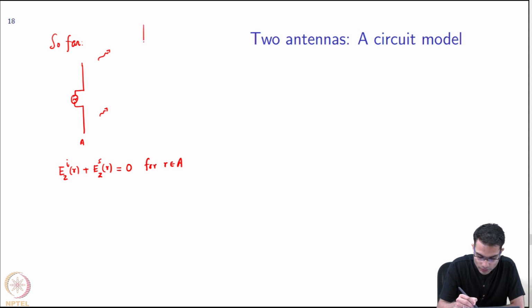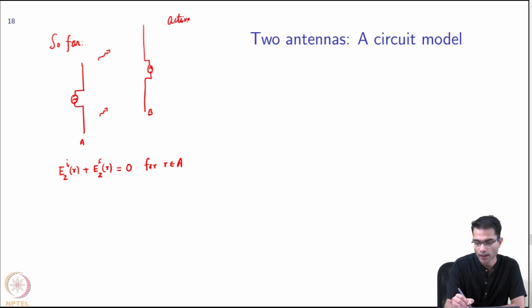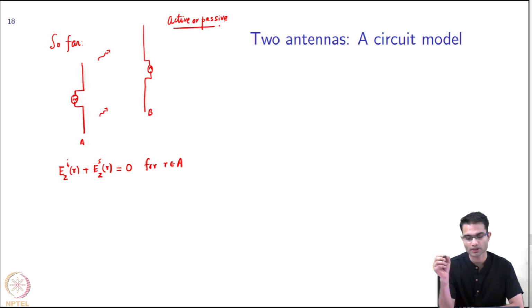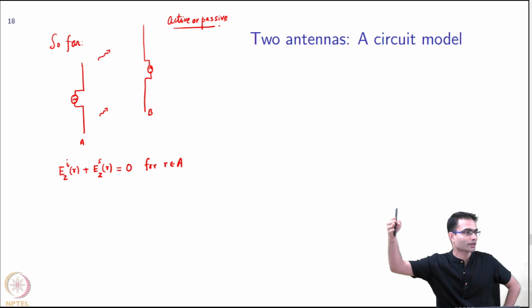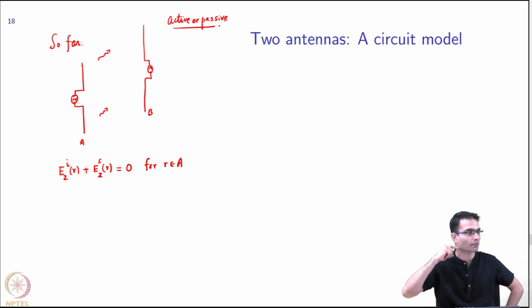Another antenna comes in over here, we will call it antenna B. This antenna can be active or passive. What does active antenna mean? That it is also radiating, that means it also has a generator. A passive antenna could be just in receiving mode, or like one of these Yagi-Uda antennas, there is one driving element and there are various rods behind it. That is an example of a passive element.